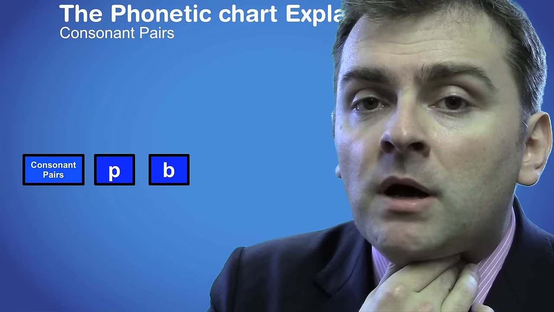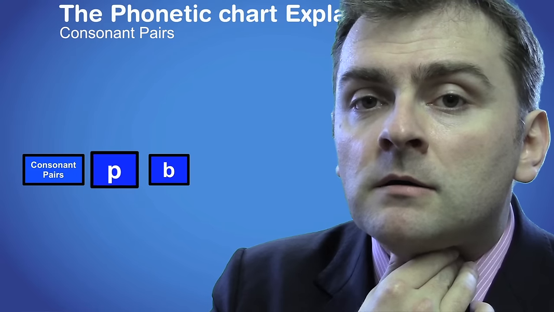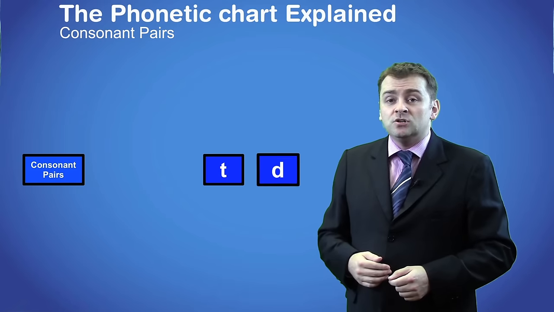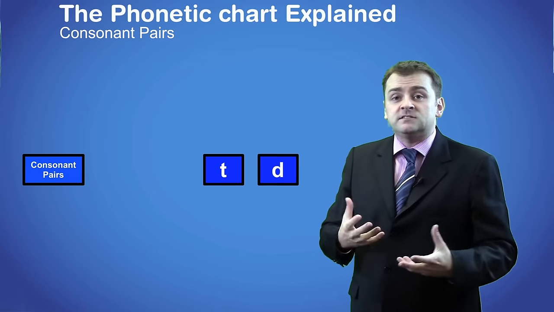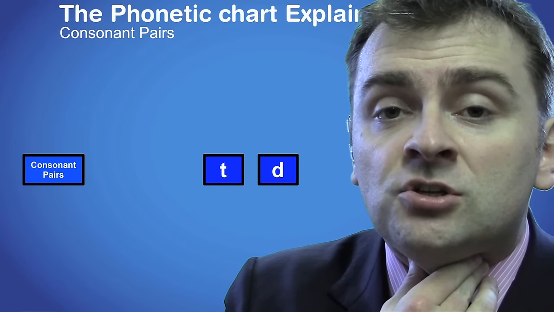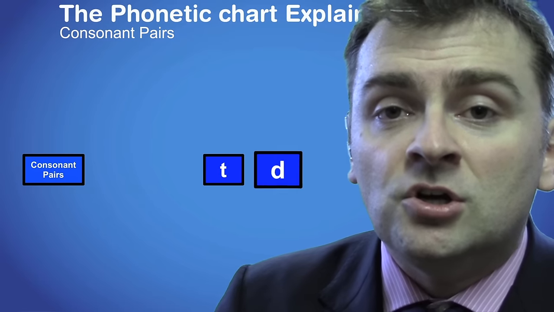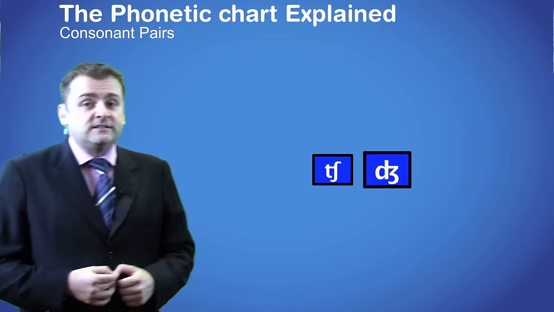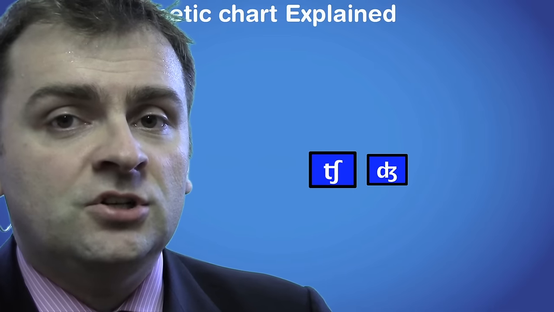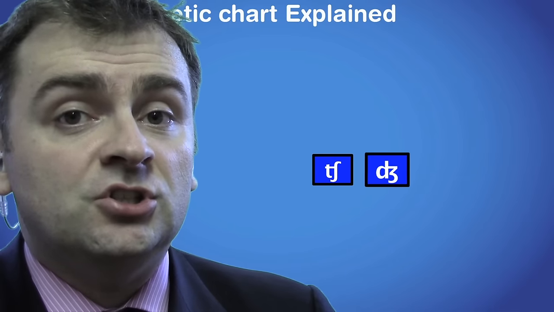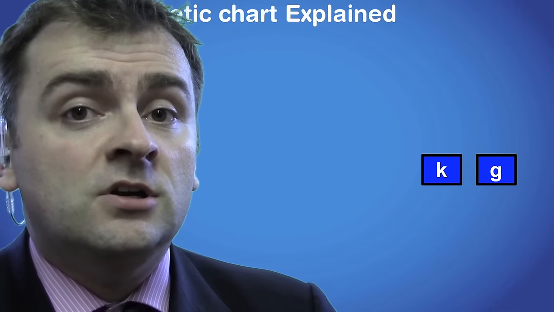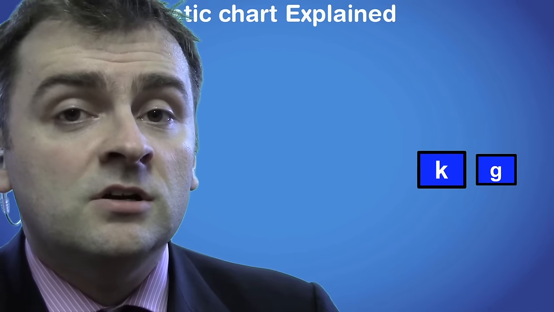P, P, P, P. The same is true for the next pair, T and D. D is voiced and T isn't. D, T, D, T. And Ch and J. Ch, J, Ch, J. K, G, K, G.